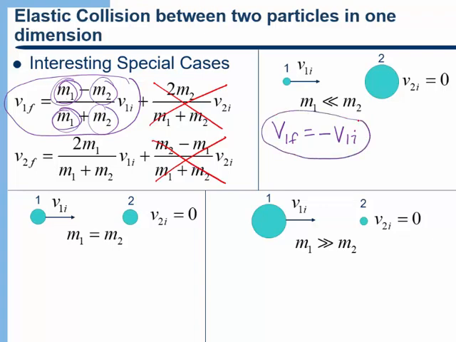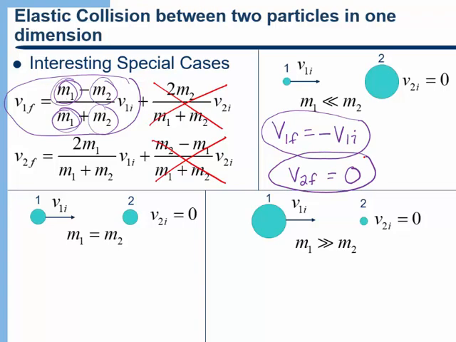Now, what happens to the final velocity of object number 2? Well, what happens if you take a tiny value, multiply it by 2, and divide by a huge value? If m2 is much, much bigger than m1, effectively it's 0. And that makes sense. If a tiny little object bounces off a really big object, does it change the velocity of the big object noticeably? And the answer is no. So that's one way we can use those formulas.